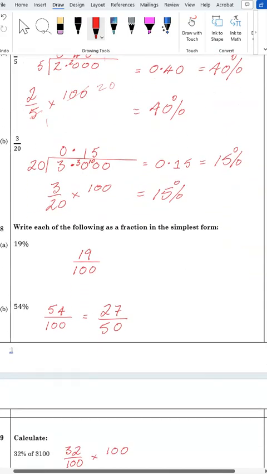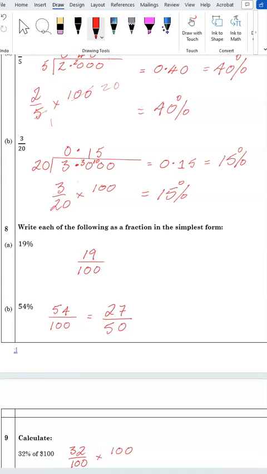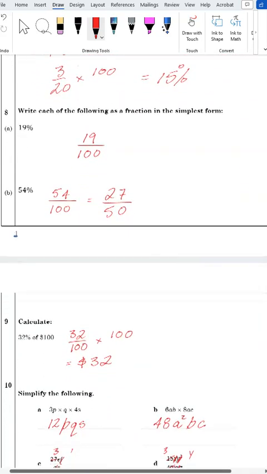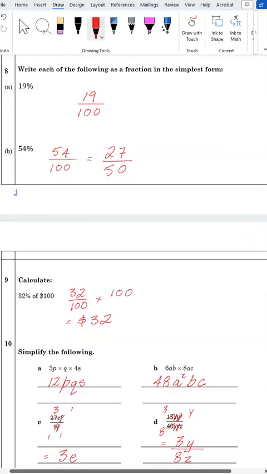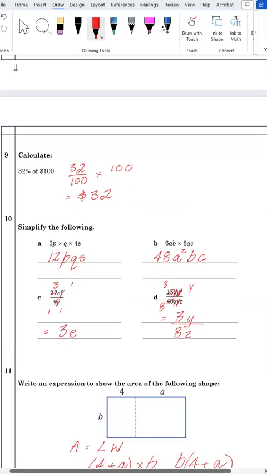And it's the same here. Put your decimal point or do it as your fraction and you end up with 15%. This one here is one single question, so it's just one answer. Here, 2 steps, 54 out of 100. Simplifies down to 27 over 50. 32 out of 100, it's going to be 32, answers in dollars.